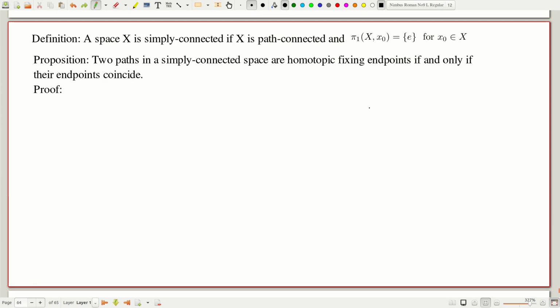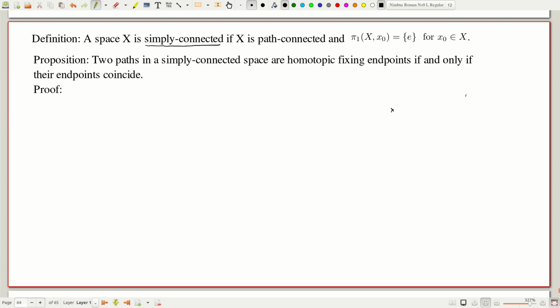Okay, let's just record a couple of simple statements and definitions. So we say a space is simply connected if X is path connected and the fundamental group is trivial. And I've said for X, do I mean for all or for some? Well, they're actually equivalent as long as X is non-empty, because we have assumed path connectedness. Okay. So now if your space is simply connected, you could take this as a definition instead.